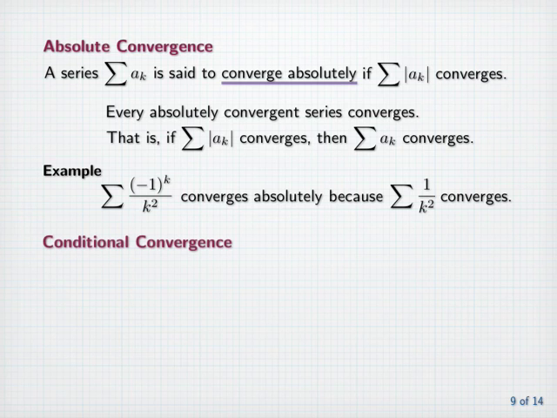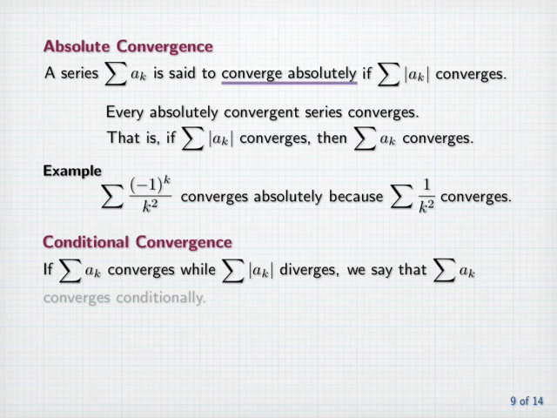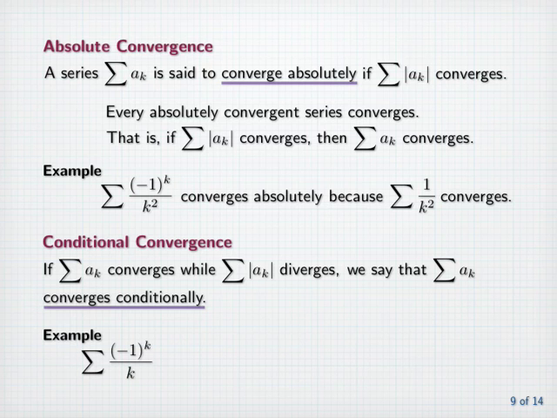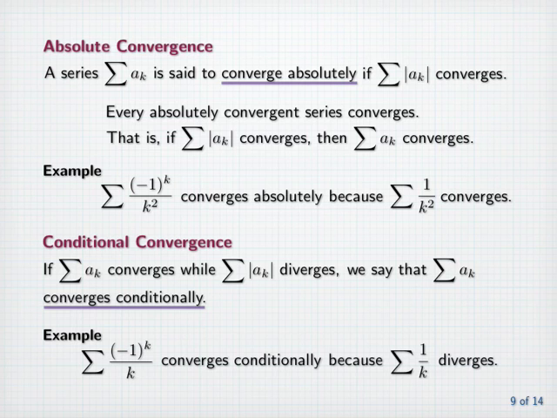Conditional convergence. If the sum of a sub k converges while the sum of the absolute value of a sub k diverges, we say that the sum of a sub k converges conditionally. So any convergent series converges either absolutely or conditionally. For example, the sum of minus 1 to the k divided by k, which converges by the alternating series convergence theorem, converges conditionally because the sum of the absolute values of the terms is the harmonic series which diverges.